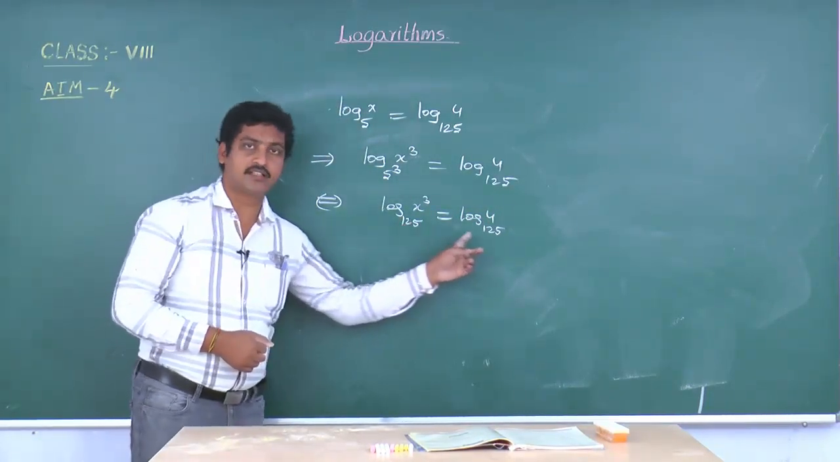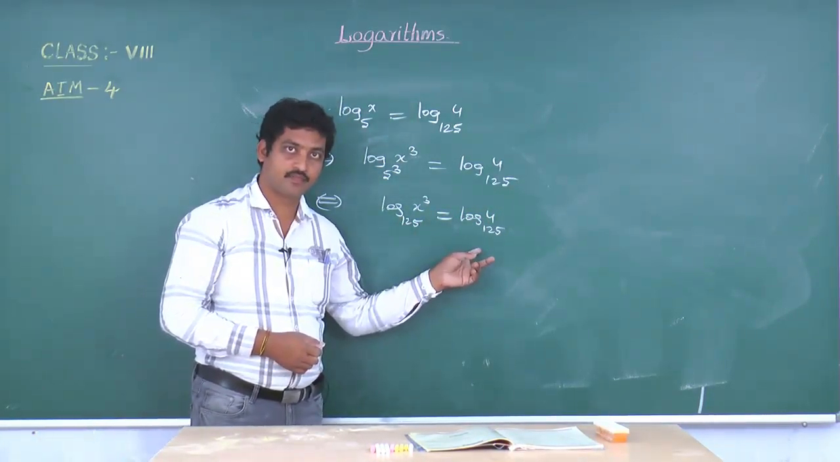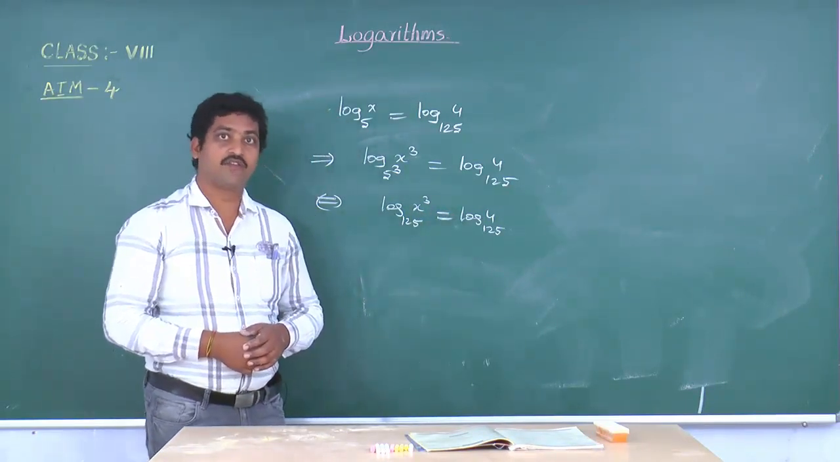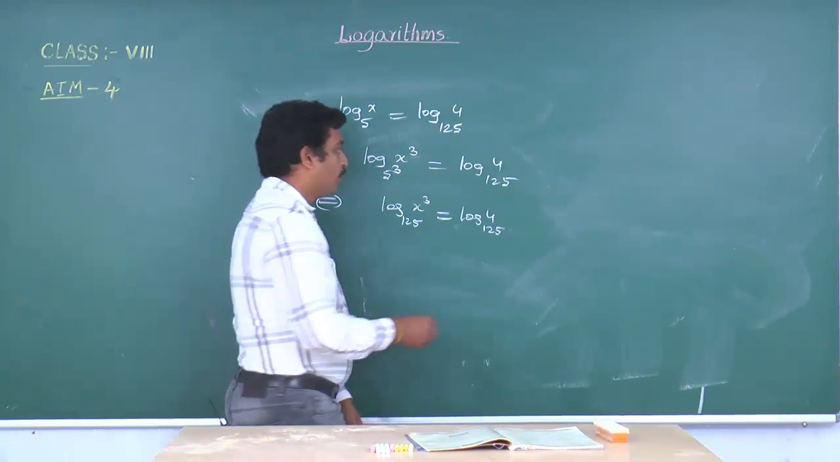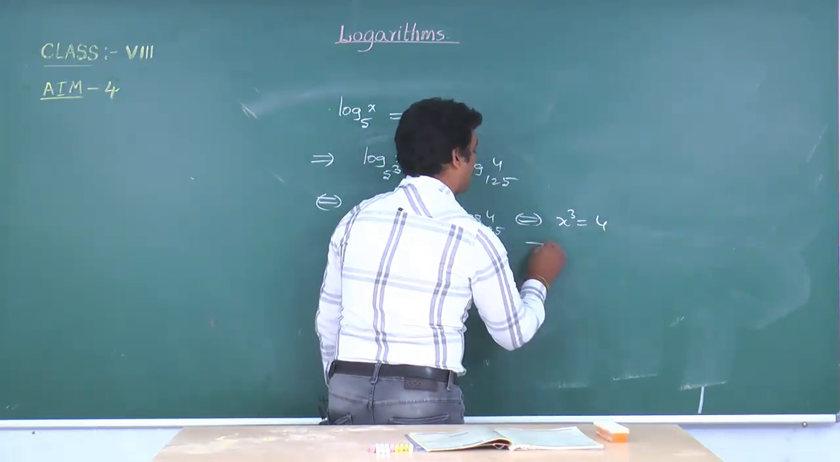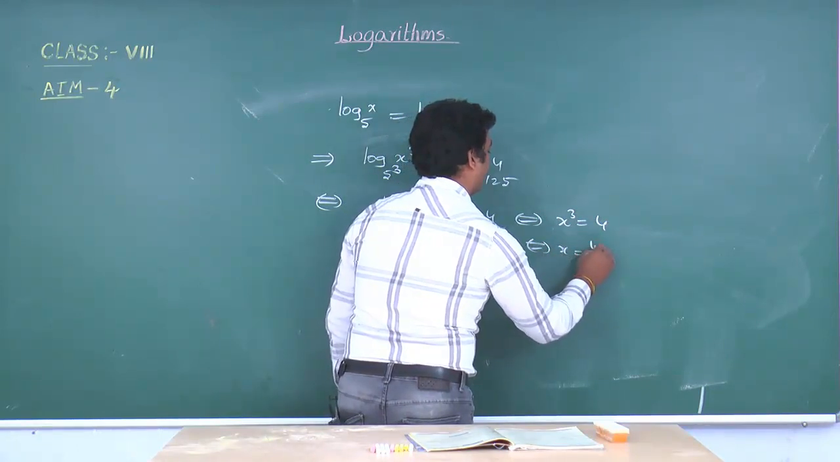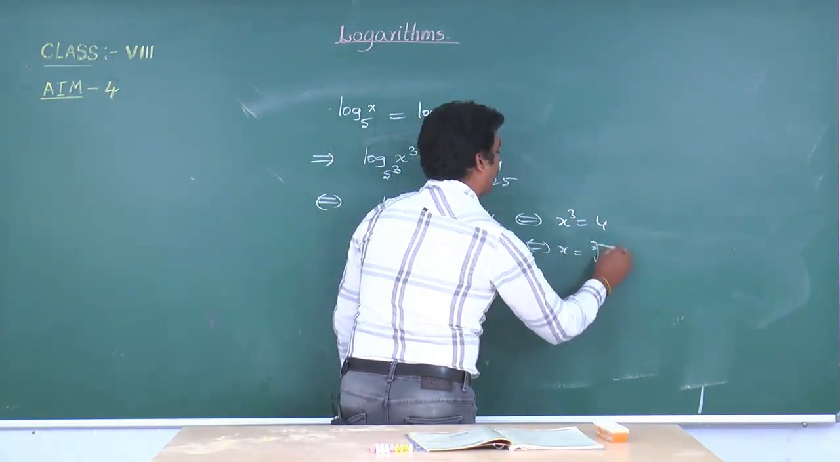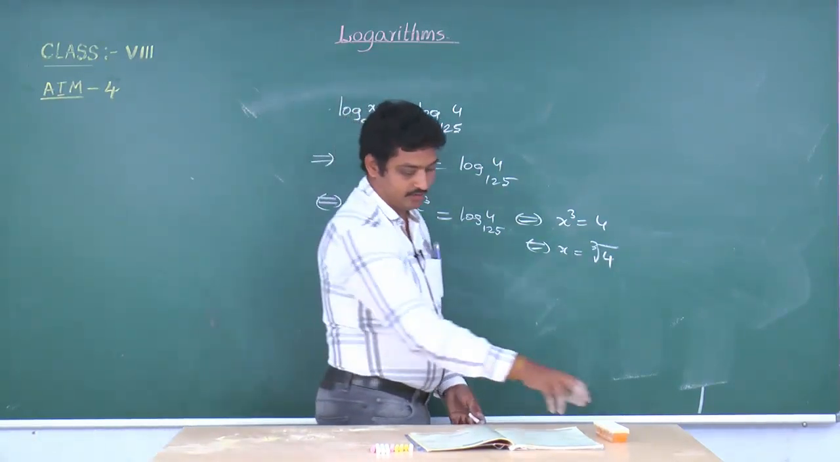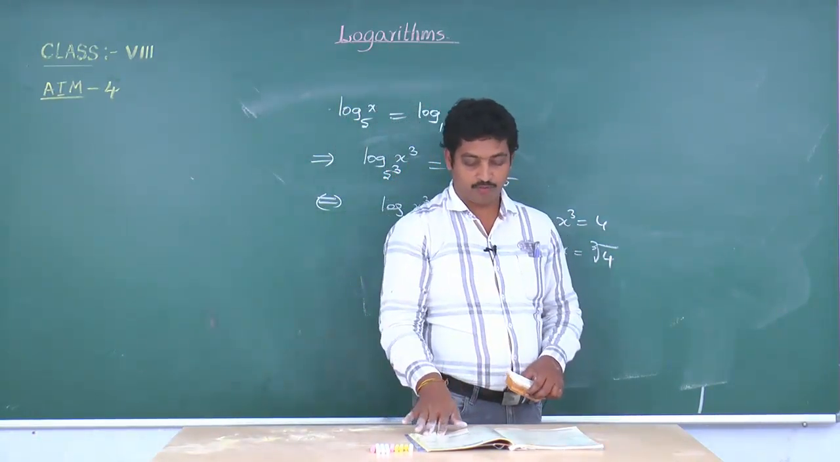Now bases are equal. Since bases are equal and the equal to sign is there between them, according to the logarithmic equality we have x cube equal to 4. That implies x equal to cube root of 4. This is the value of x. Now come to the next problem.